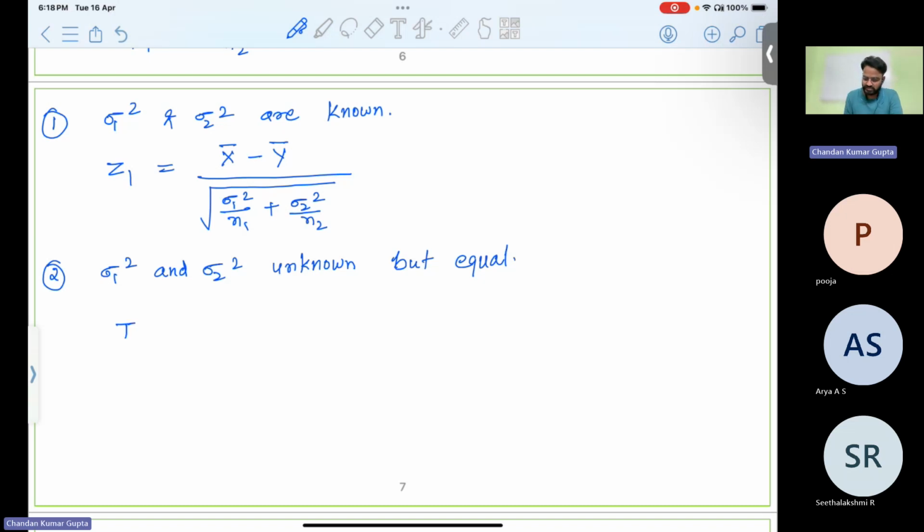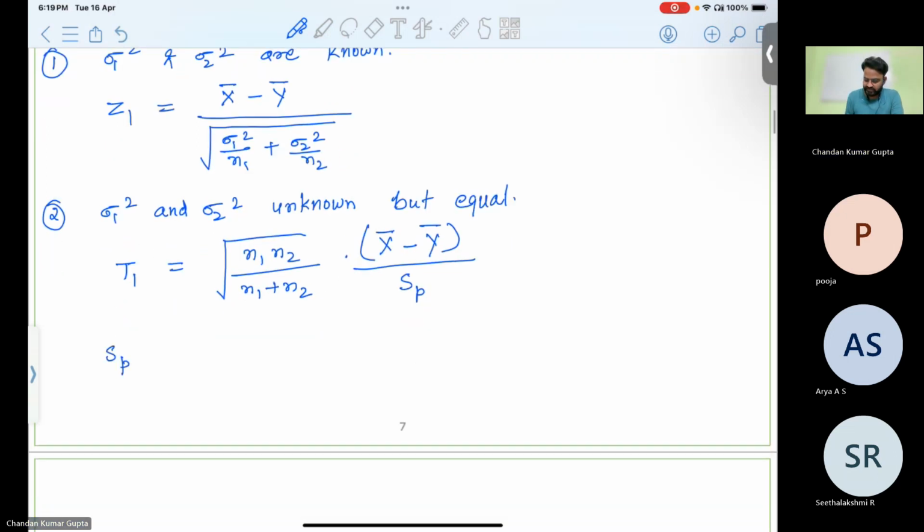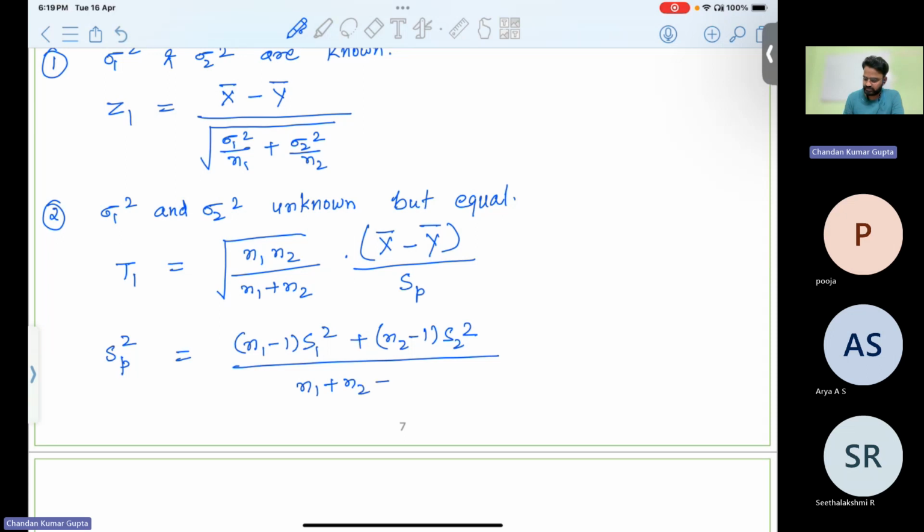In that case, the test statistic T1 is defined as the square root of n1 n2 upon n1 plus n2, multiplied by x bar minus y bar, and divided by sp, where sp square is n1 minus 1 times s1 square plus n2 minus 1 times s2 square, whole divided by n1 plus n2 minus 2. This is how sp is calculated.